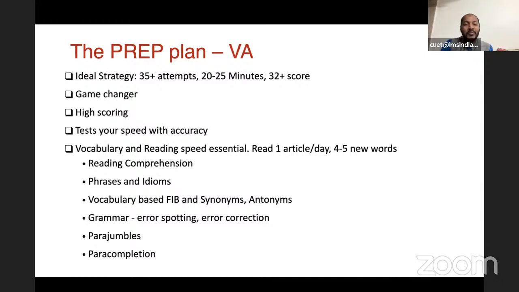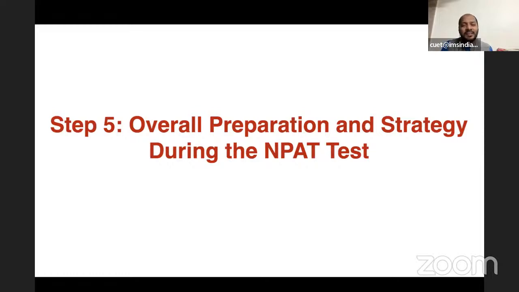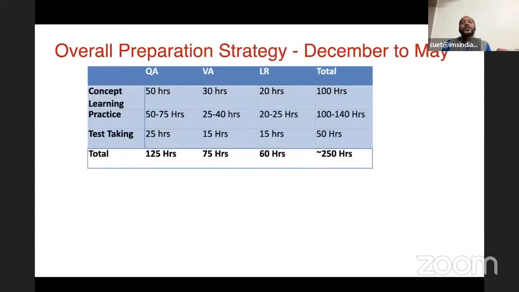And now if we move on towards the overall preparation strategy and the strategy during the NPAT test, like when you go into the NPAT exam, what should be your overall strategy while attempting the paper, is what we will discuss in this step. Okay, so overall preparation strategy from December to May.